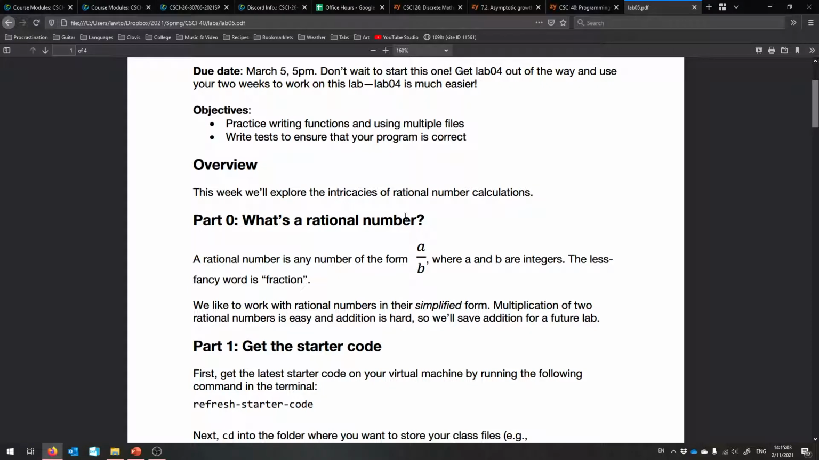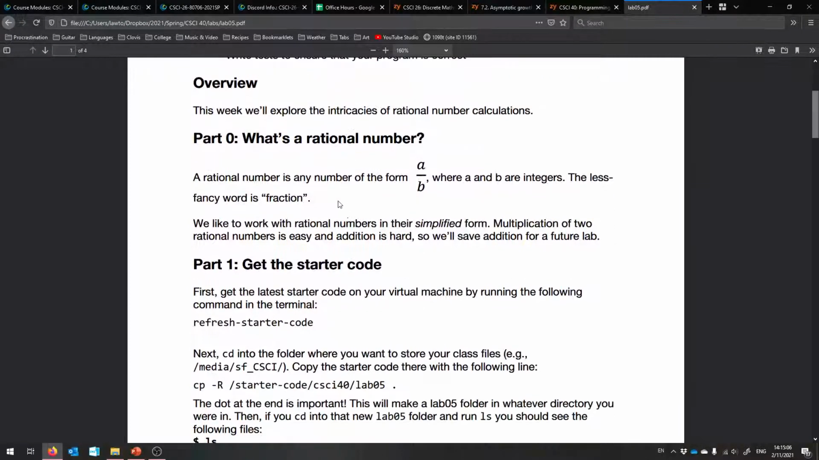Let's get started now. So we're going to make our own little library that handles rational numbers, which are just fancy words for fractions. A rational number is any number that looks like a over b, where a and b are integers. They can be negative, but they can't have decimal places. It has to be whole numbers on the top and the bottom. Okay? So that's all a rational number is.